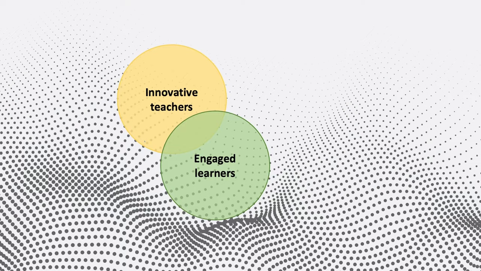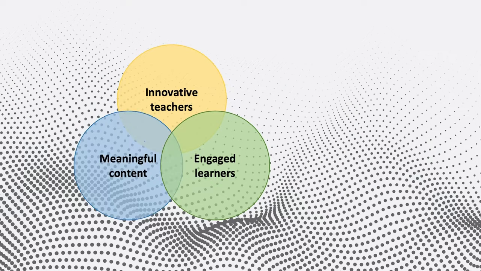The third part is the meaningful content. This is, besides the innovative teacher and the engaged student, the third party. Meaningful content means designing authentic and deep learning opportunities.